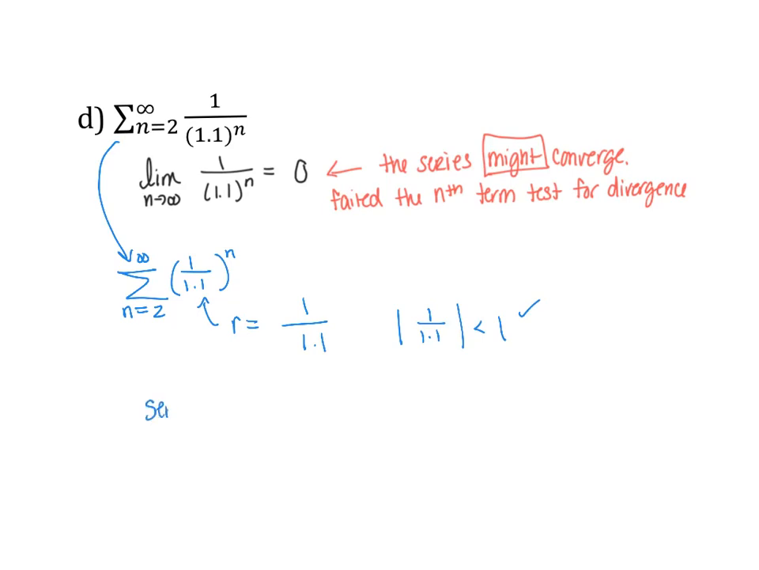So the series will indeed converge to the first term all over 1 minus 1 over 1.1. Just kidding, that would have been really bad. And now the first term, since I'm starting with n equals 2, a sub 1 is going to be 1 over 1.1 raised to the second power.